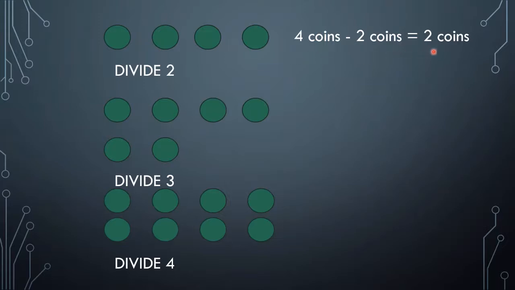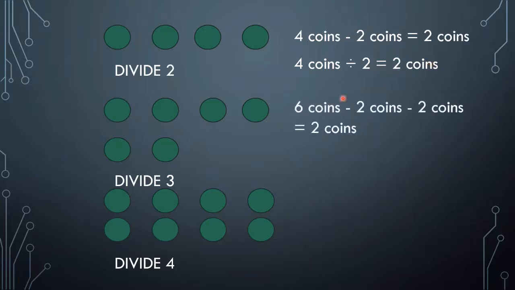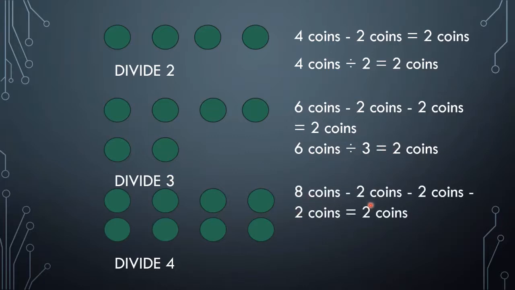It can be rewritten like this, with another symbol for division. You can see here is the division symbol, or I usually call it divide. So what we did is 4 coins divided by 2. That's why it yielded 2 coins. 6 coins minus 2 coins minus 2 coins, 2 coins. So it can also be written as 6 coins divided by 3, which is 2 coins. And 8 coins, you have 4 portions here, 1, 2, 3, 4 portions, that has 2 coins each. So 8 coins divided by 4 equals 2 coins.